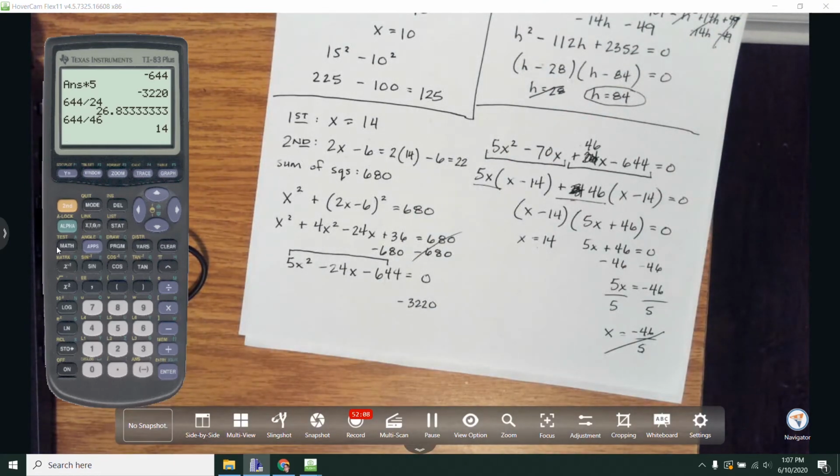Let's double check that. I always like to. If we did 14 squared plus 22 squared, that gives us that 680. So all that checks out.